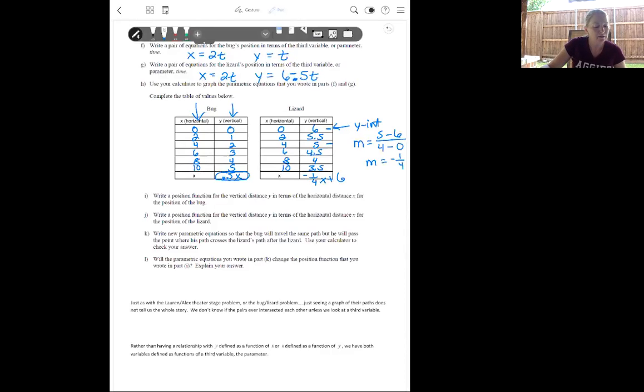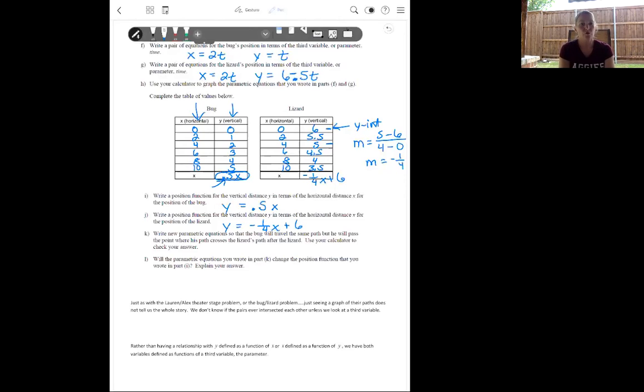So part I, write a position function for the vertical distance y in terms of the horizontal distance x for the position of the bug. That's what we did there. So y equals 0.5x. Letter J, write a position function for the vertical distance y in terms of the horizontal distance x for the position of the lizard. Y equals negative 1/4 x plus 6.